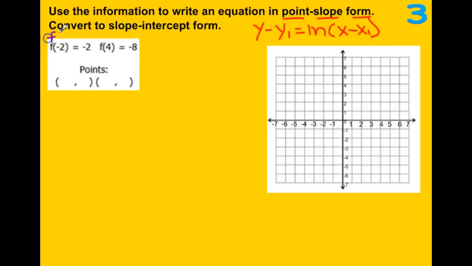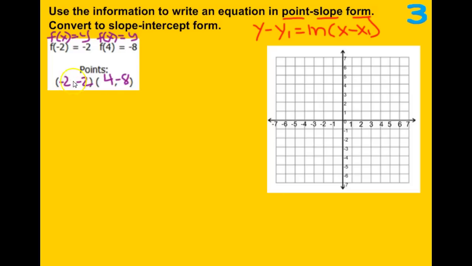Remember, we learned f of x is a fancy way of saying y. So this point, x is -2, and y is also -2. And over here, our point, same thing. f of x is a fancy way of saying y. So our point is (4, -8).